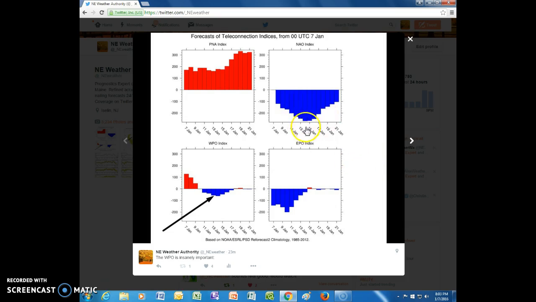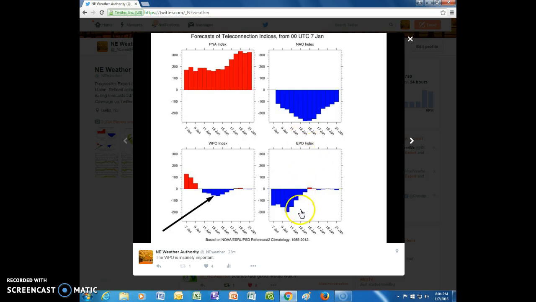Our NAO has a tanking period that starts from the 11th and ends on the 17th. This is a storm signal right here, okay? If we go back to our PNA, it has a rising period that starts around the 15th and it ends around the 19th, okay? So between the 11th and the 19th, you're opening this big window of storm potential. And then our Western Pacific Oscillation, I think this right now is one of the most important things because this is the first time it's going negative. And the storm signal goes from the 11th to the 18th, okay?